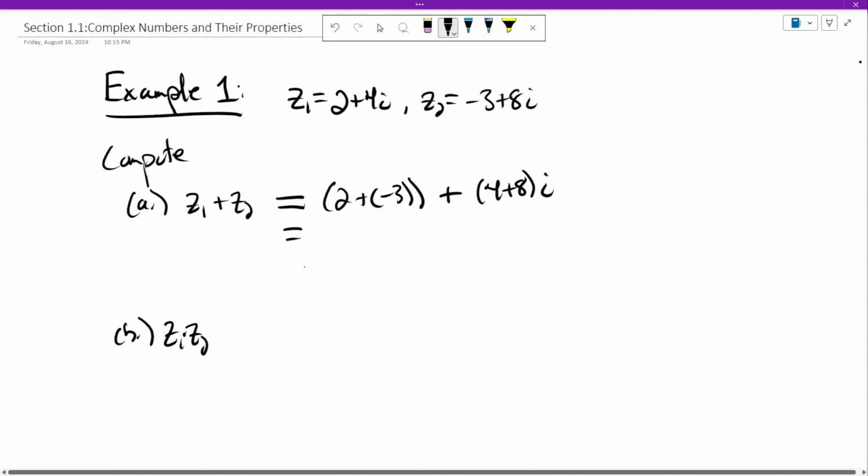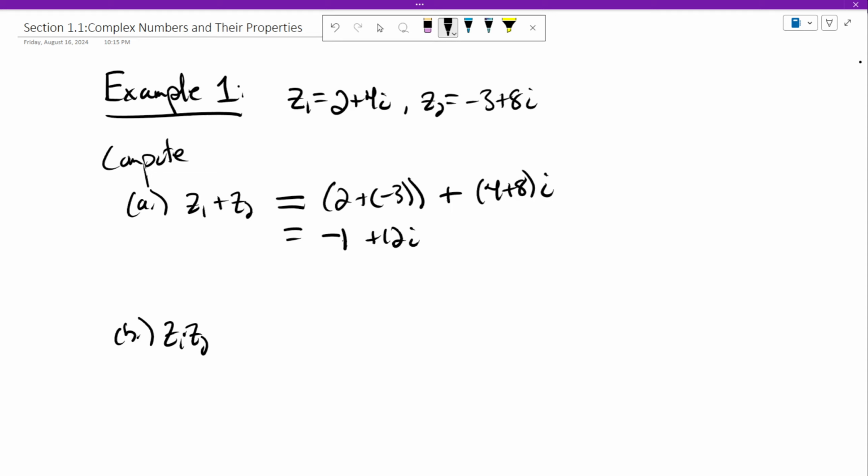2 plus negative 3 is negative 1. 4 plus 8 is 12. And that is the sum. Notice that z1 plus z2 is expressed as a number plus a real number times i. And whenever you're trying to write something as a complex number, that's the end goal. Some real number plus some other real number times i, and we've achieved that.